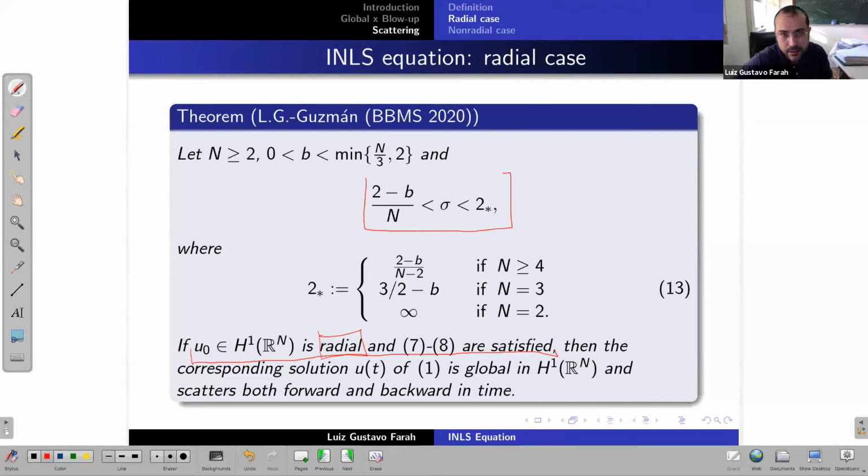So some comments here: this means that we almost get the solution in the entire intercritical range. Well, if n is greater than or equal to 4, then the upper bound here is exactly the upper bound that we have in the intercritical range. So for higher dimensions, we cover the entire intercritical regime. And also for n equals 2, this 2 star can be taken infinity, and then we also cover the intercritical range when n equals 2. So the only thing here is that in n equals 3, we don't cover all the intercritical regime, right?